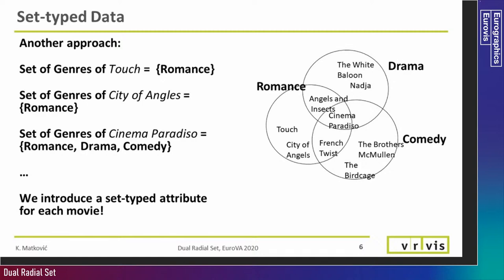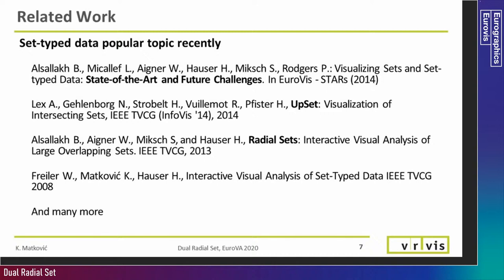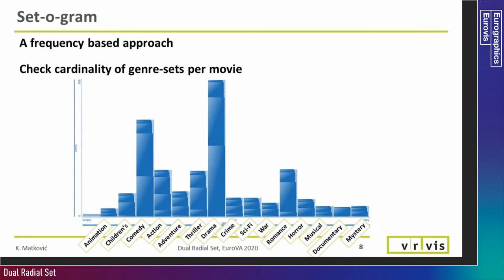Set type data became popular recently in visualization and visual analytics. So we have, in 2014, a state of the art and future challenges report at EuroVis. I listed here just three more papers; there are many more. There is UpSet, a very nice visualization of intersecting sets by Alex Lex and others, presented at InfoVis 2014. And then two similar papers, which are basically the basis of our paper, which I present today. One is Radial Sets, presented at VIS 2013 and published in TVCG, and another one presented at VIS 2008. So let's start with the setogram now.